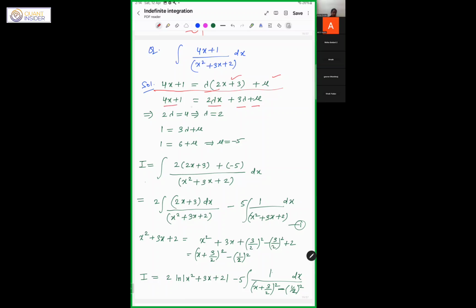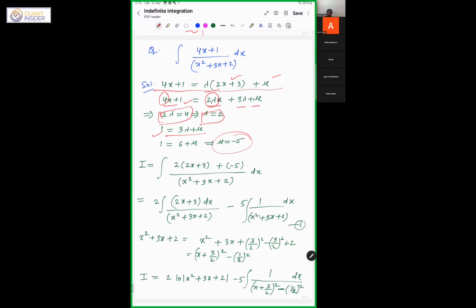Now you compare the coefficient of x. So you have 2 lambda equal to 4, which gives lambda equal to 2. Now, comparing the constant term, you have 1 equal to 3 lambda plus mu. Using lambda equal to 2 here, you have mu equal to minus 5.